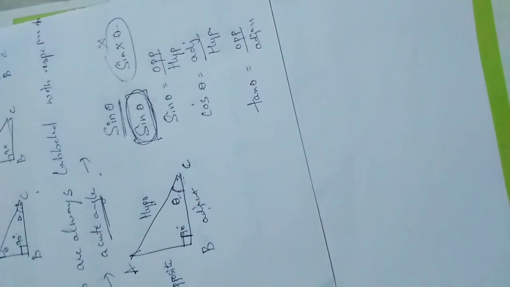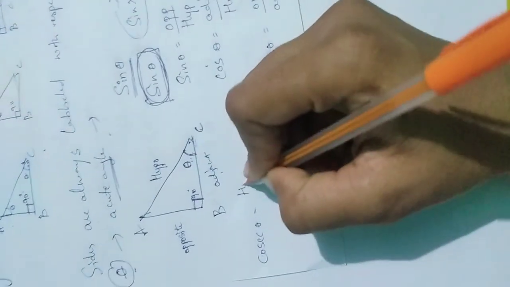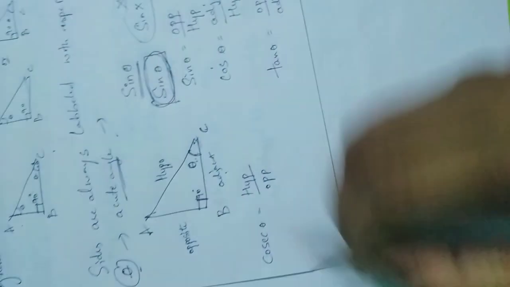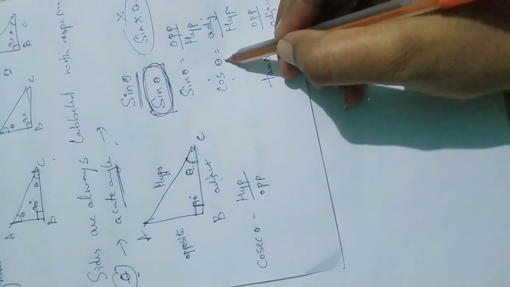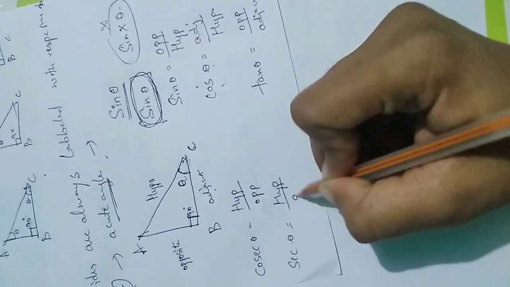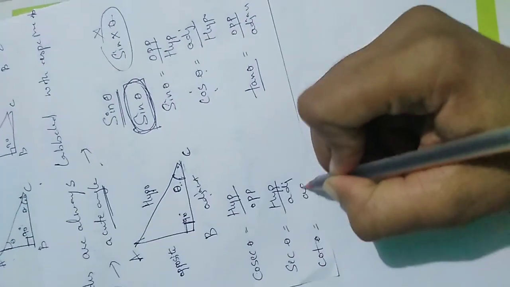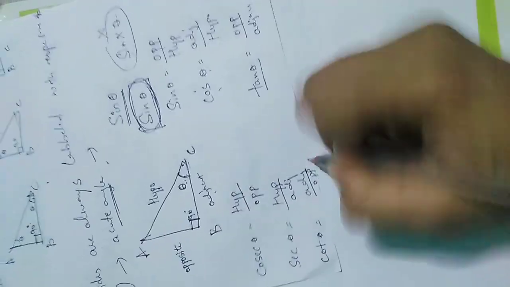The reciprocal of sine theta is cosec theta. So cosec theta is equal to hypotenuse divided by opposite. The reciprocal of cos theta is sec theta, that is hypotenuse by adjacent. The reciprocal of tan theta is cot theta, that is adjacent by opposite.